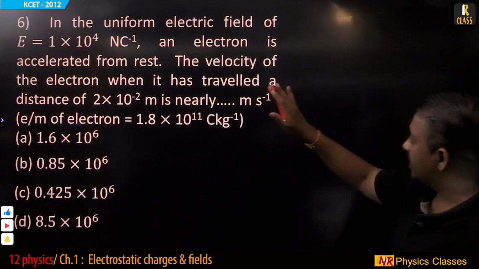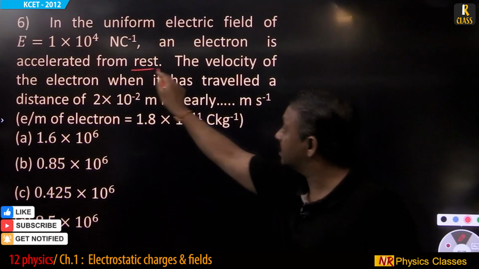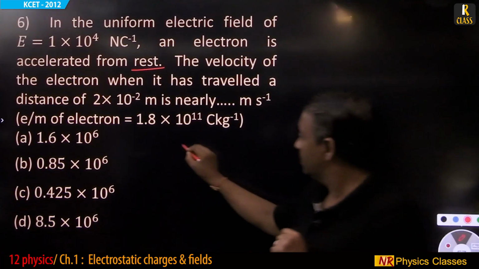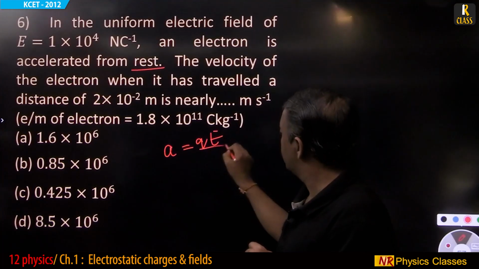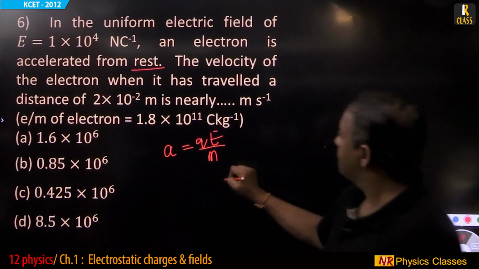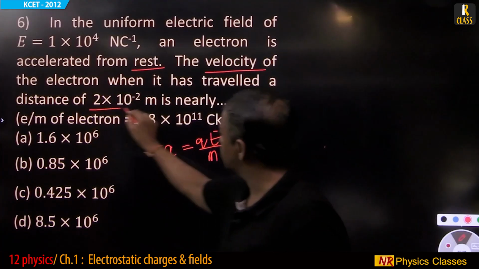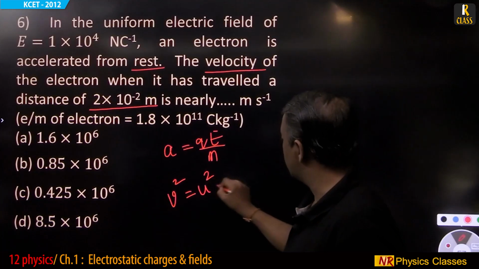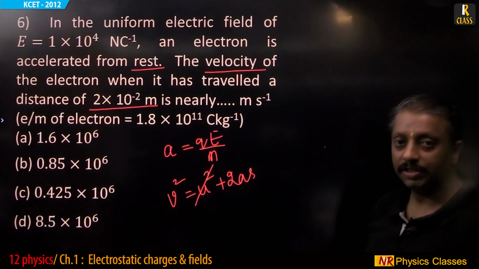In a uniform electric field, an electron is accelerated from rest. Charge in electric field, acceleration. So acceleration is qE by m. And then the velocity of the electron when it has traveled a distance: v square equals u square plus 2as. From rest means initial velocity is 0.